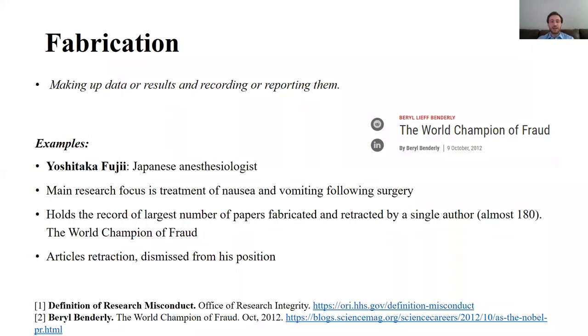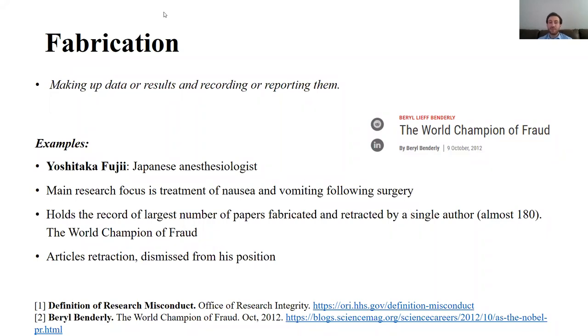A good example of that is Dr. Fuji, who's considered the world champion of plagiarism, of fraud and fabrication. Dr. Fuji is a Japanese anesthesiologist, and his main research focus was nausea and vomiting following surgery. He holds the record for the largest number of fabricated papers. Can you imagine that he wrote almost 180 papers and all of these studies were fabricated? There were no studies done. He just made up the results, wrote the papers, and published them.